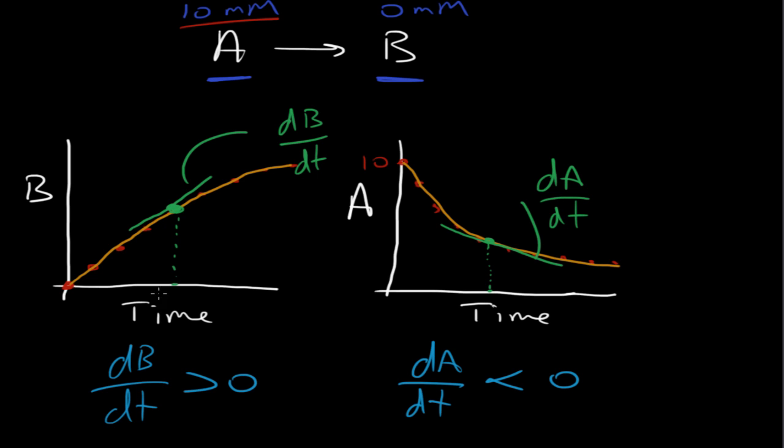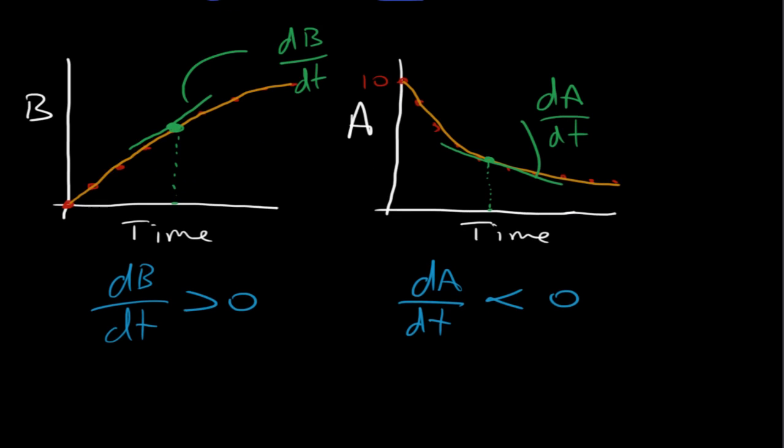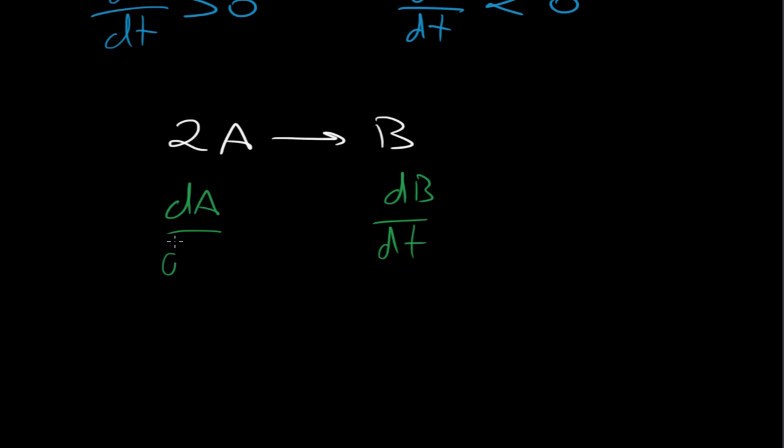Now this may not appear to be too important at this point, but consider the following case where the difference is more marked. The case I want to look at here is a dimerization. So let's say I have two molecules of A combining to form one molecule of B. We know that the rate of change of B is dB by dt, and we know that the rate of change of A is dA by dt. I also know that the rate of change of B is positive, and the rate of change of A is negative. But what's the relationship between the two?